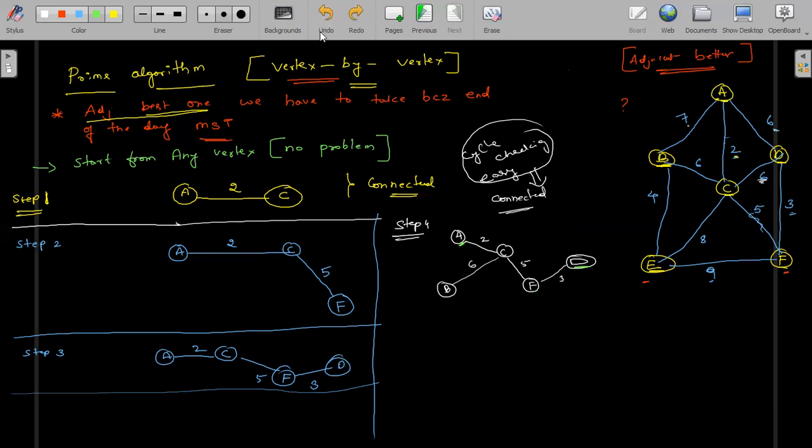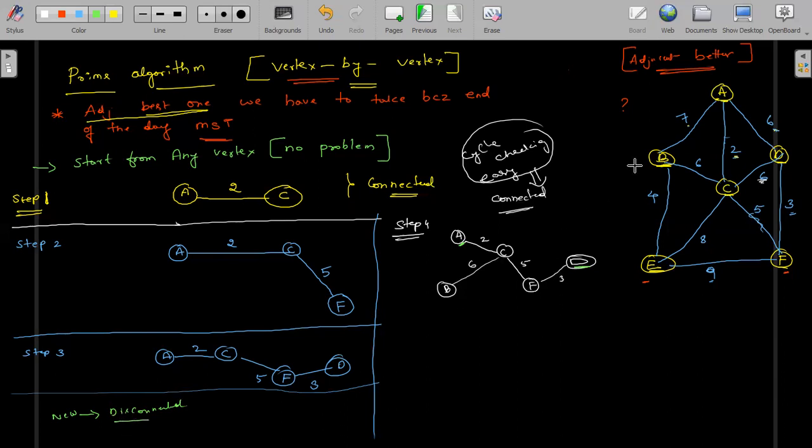Each and every time you have to check the vertices. If the vertex is a new vertex, nothing but not visited, that is disconnected. Suppose think like that. This is a graph right now. This is what I'm talking about. Disconnected means how, sir?